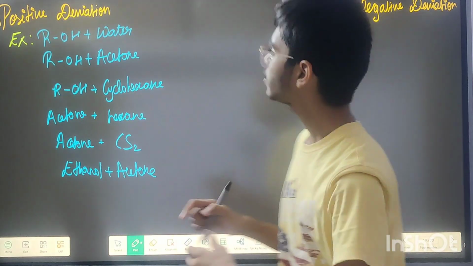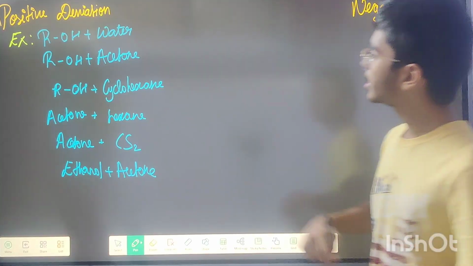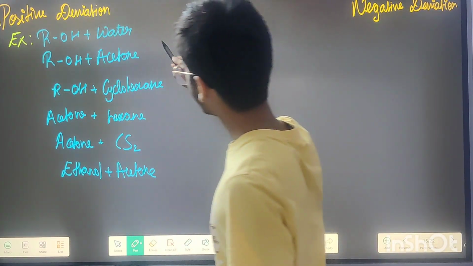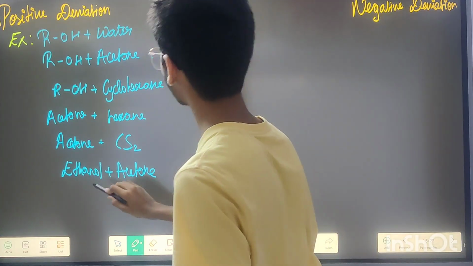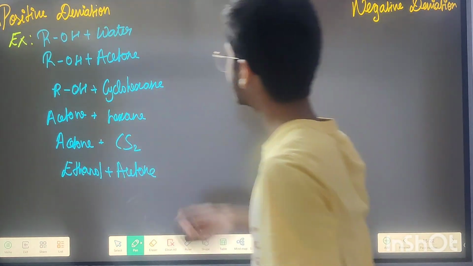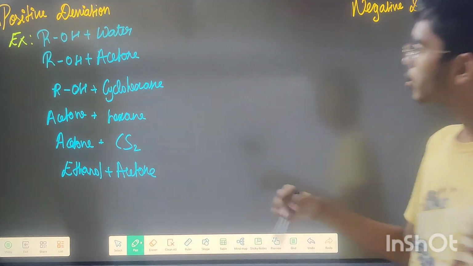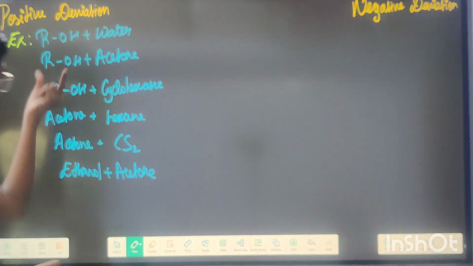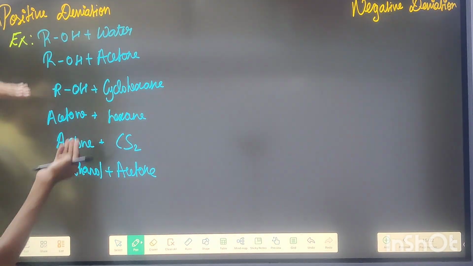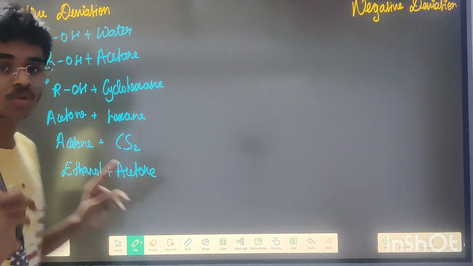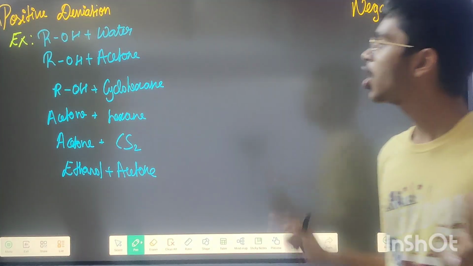So what we are going to do is shorten it down. See, where all are you having alcohol? Alcohol, alcohol, alcohol, and then ethanol is also there. These three are actually types of alcohols only. Here also acetone is there. So you can remember whenever acetone is added with alcohol, it is going to show you positive deviation only.